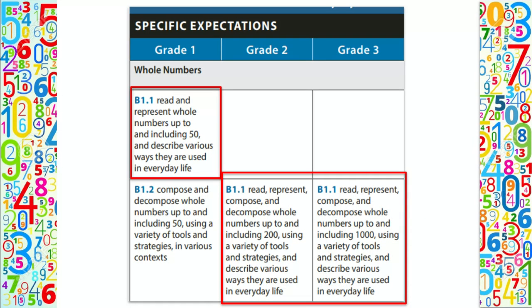Here we can see the specific expectations for reading and representing numbers in grades 1 to 3. In grade 1, we're going to read and represent whole numbers up to and including 50 and describe various ways that they are used in everyday life. In grade 2, we're reading, representing, composing, and decomposing whole numbers up to and including 200, and then reading, representing, composing, and decomposing whole numbers, including 1,000 in grade 3.